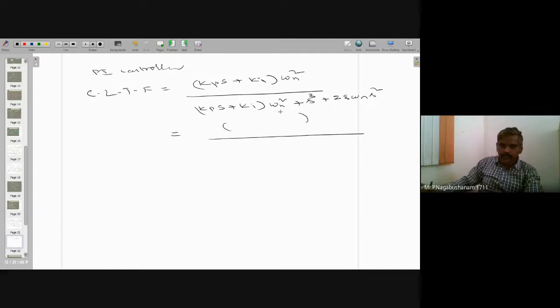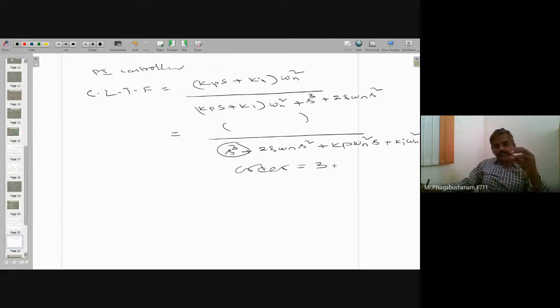If I arrange this in proper order, it is S cube plus 2 zeta omega n S square plus Kp omega n square S plus Ki omega n square. Yes, check it out. It is a third order. Order increased by 1, so order becomes 3. If the order of the system is increasing, the system may become unstable.